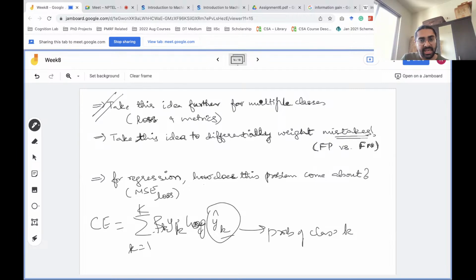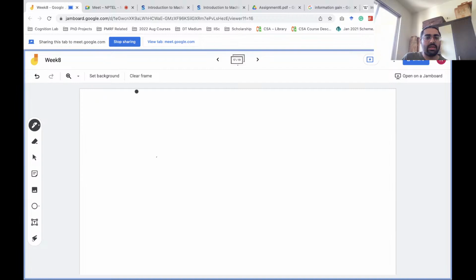That is one idea. The second thing was, can you use this idea to differentially weight mistakes? For example, let's say you are doing cancer detection. In such cases your positive class is basically that cancer is present, and the negative class is that cancer is absent. So it's like diseased or healthy.